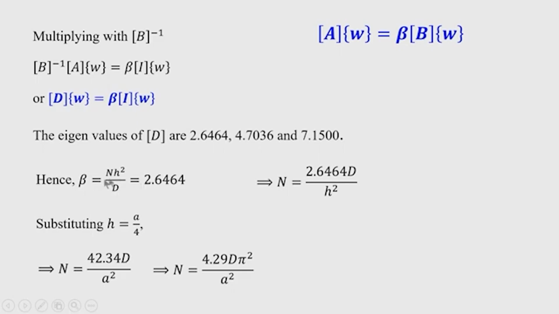So, taking beta equal to 2.6464, we can now calculate the critical value of n as 2.6464 d by h square. Okay. And putting h equal to a by 4, because a is the plate dimension and h is the mesh size, we now replace the mesh size with the plate dimension. We now get 42.34 d by a square as the critical load. This can also be written as 4.29 d pi square by a square.